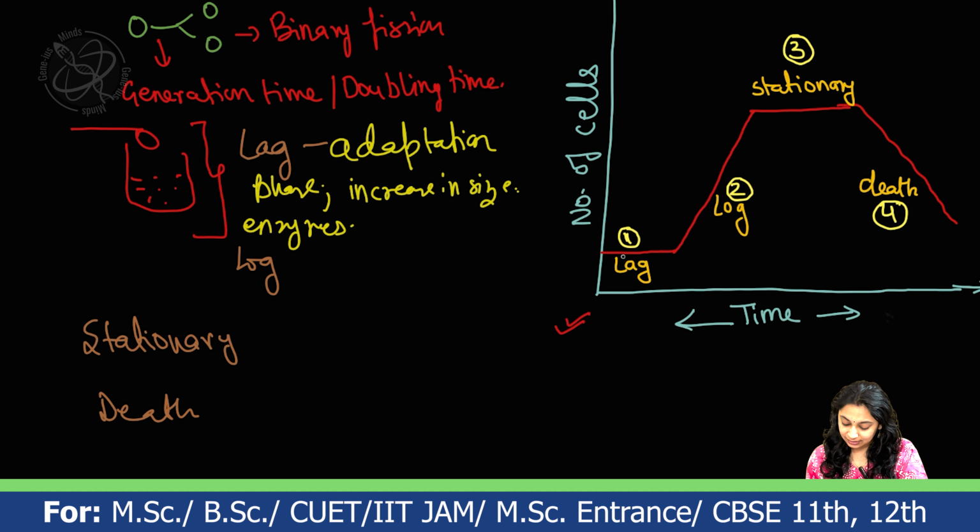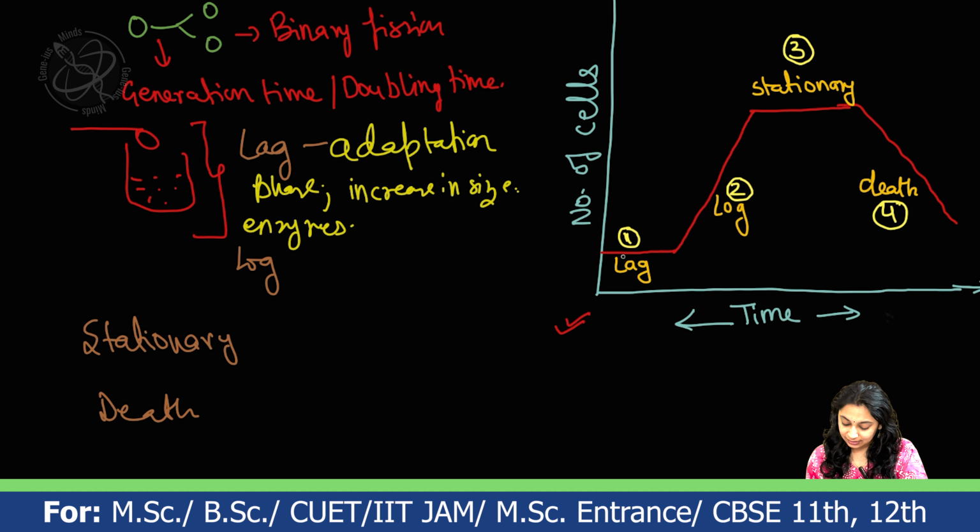But the third phase is known as the stationary phase. With the passing of time, what happens during the log phase? The bacteria use the nutrients available in the surroundings and multiply. But certainly one point will come where the nutrients will start depleting because we are not adding any nutrients, right? So there will be depletion of the nutrients. This is where the stationary phase begins.